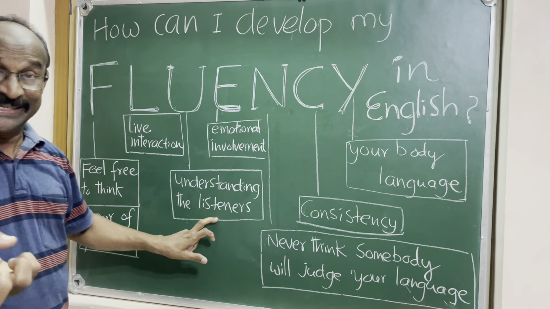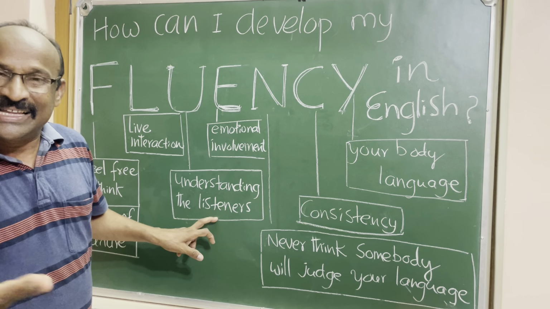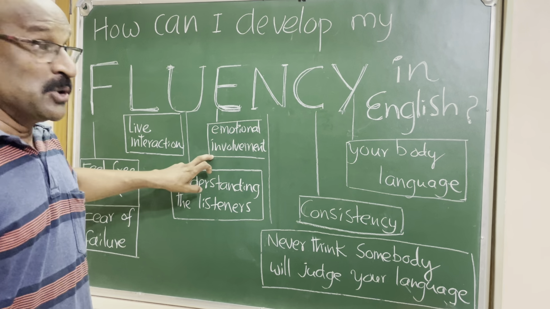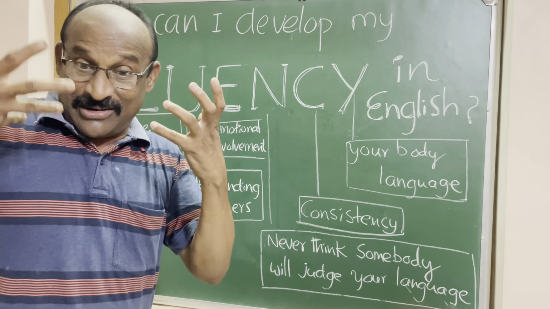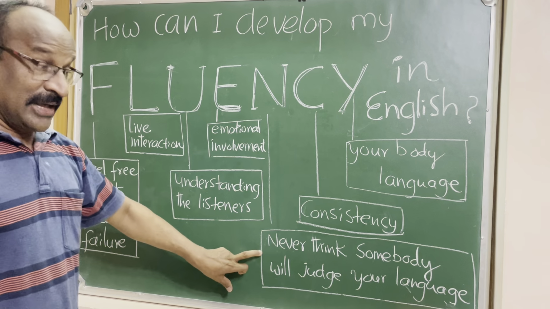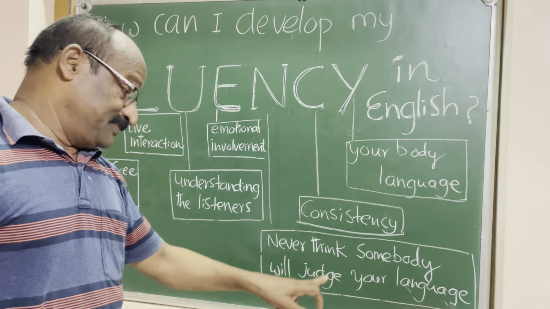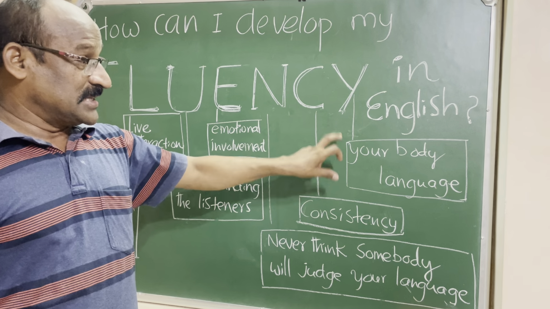And understand the listeners. You shouldn't use bombastic words. You have to use words according to the level of the audience. And emotional involvement: without emotion, we can't make our feelings and opinions clear. Then never think somebody will judge your language, and consistency is important. The last but not least is body language.